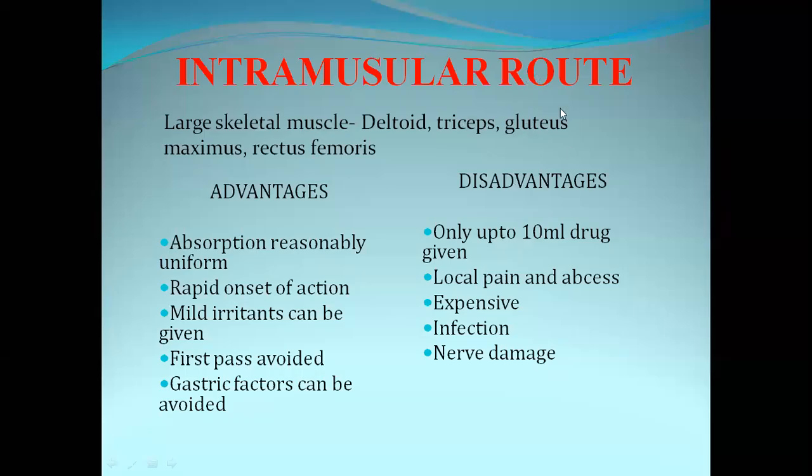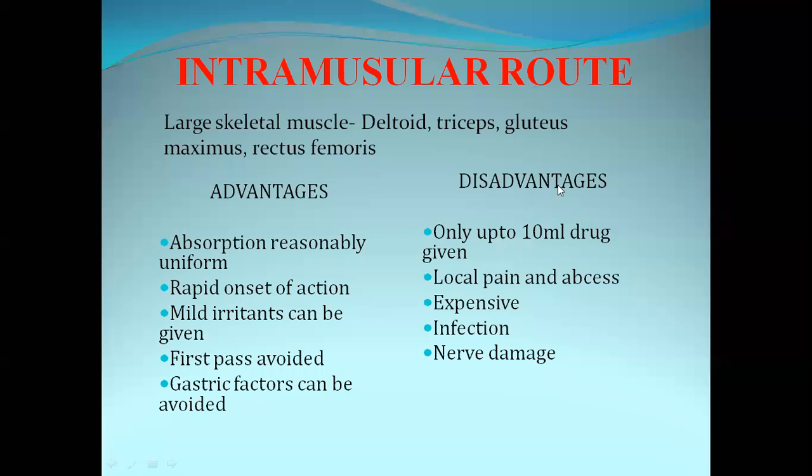Okay. And the next route of drug administration is the intramuscular route. Here, intramuscular means the drug will be injected into the muscles. Which type of muscles? Especially large skeletal muscles like deltoid, bicep, gluteus maximus, and rectus femoris are the muscles where the drug will be injected.